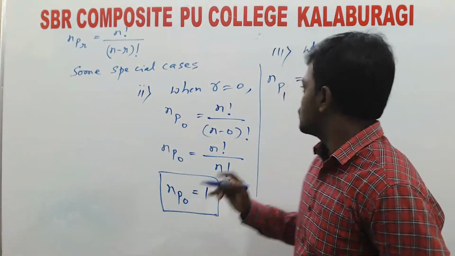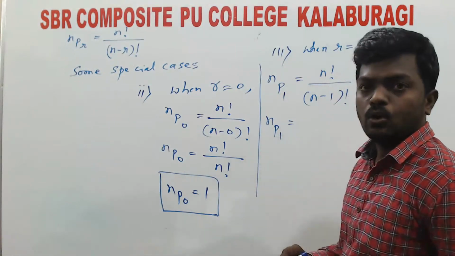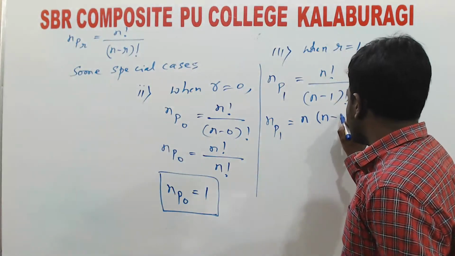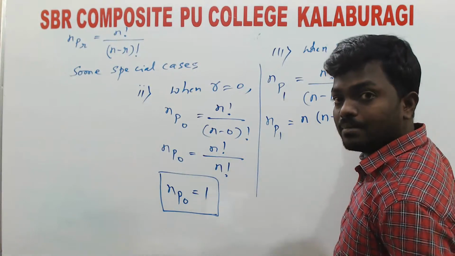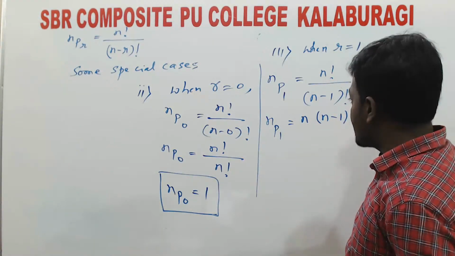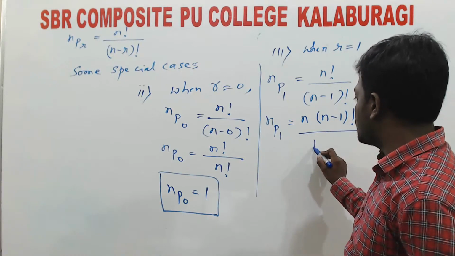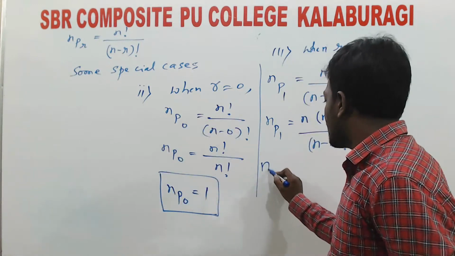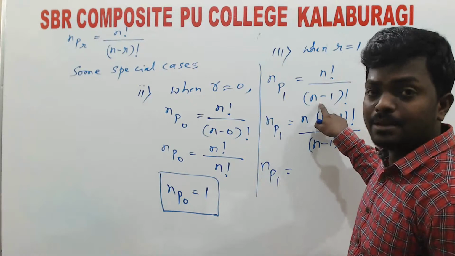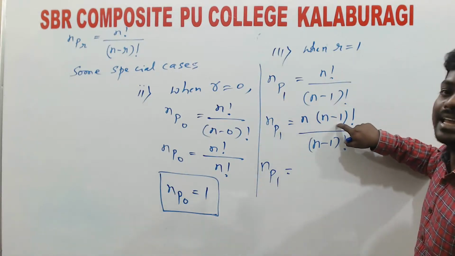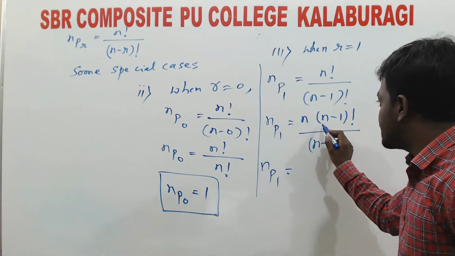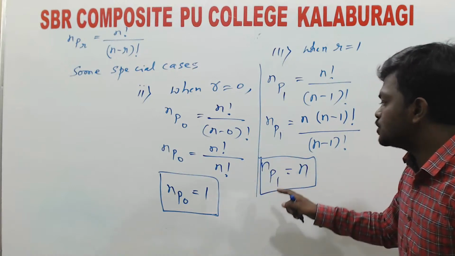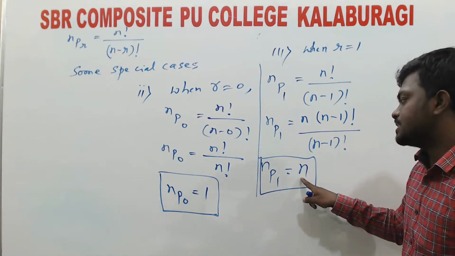Is that right, students? Now nP1 is equal to, can I write n factorial as n into (n minus 1), (n minus 2), (n minus 3), and so on up to 3 into 2 into 1? But I will stop here only, at (n minus 1) factorial, because I have told you to keep observing the question. Because in the denominator (n minus 1) factorial was there, I have stopped at (n minus 1) only. So (n minus 1) factorial cancels. So nP1, arranging one thing out of n objects, is equal to n.